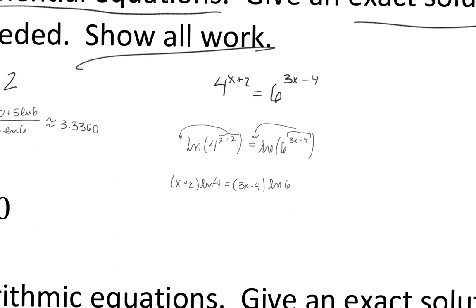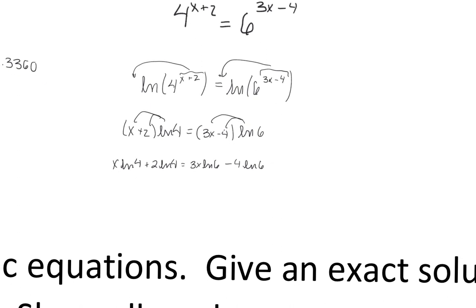natural log 6. And then from here, I'm going to go ahead and distribute these. So I have x natural log 4 plus 2 natural log 4 is equal to 3x natural log 6 minus 4 natural log of 6. And now my inclination here is that we want to get all the x's on one side and everything else on the other. So I'm going to subtract x natural log of 4.